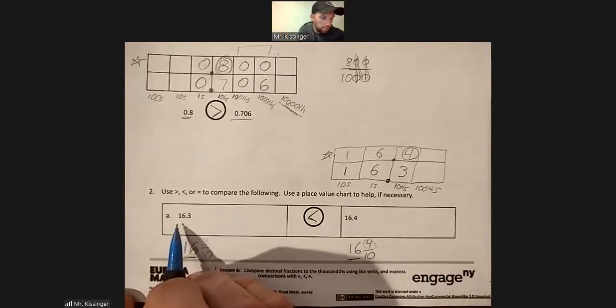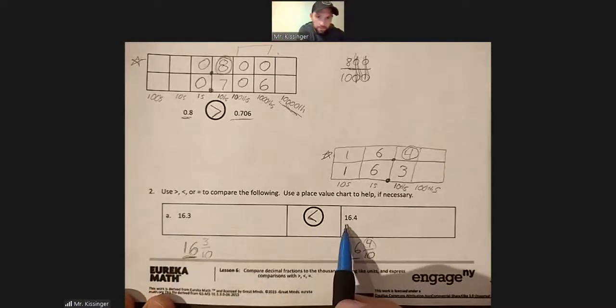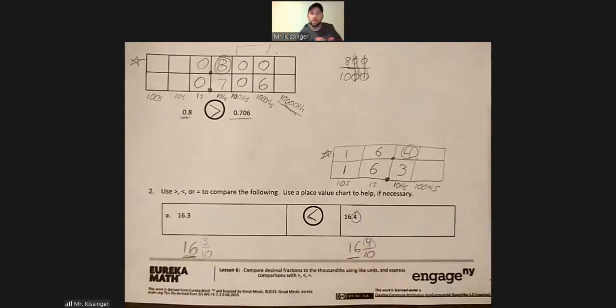If we look, we can just move from our left to our right. We go, okay, 1, 1, 6, 6. Those are the same. 3, 4. We look, 4 is greater. We don't need to move on any further. We know that 16.4 is greater than 16.3, and 16.3 is less than 16.4. So we're going to stop right there.